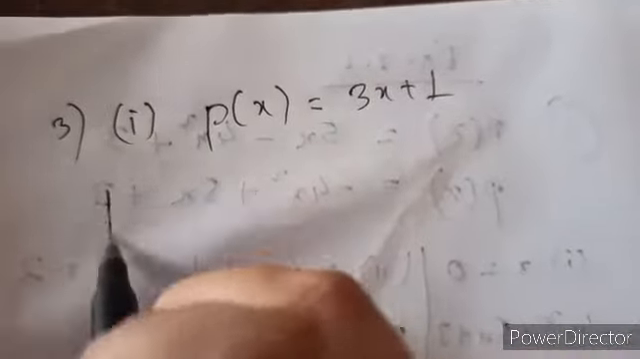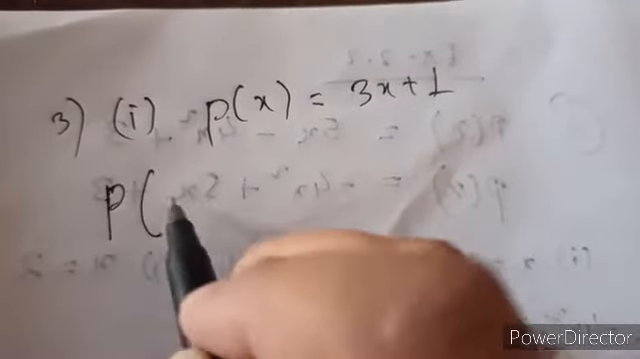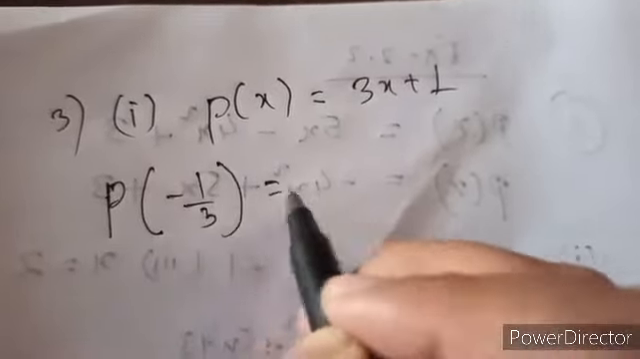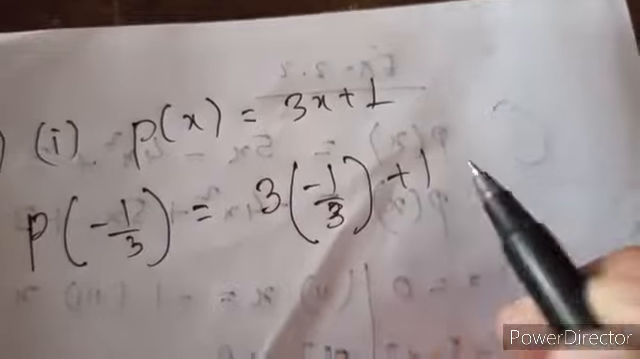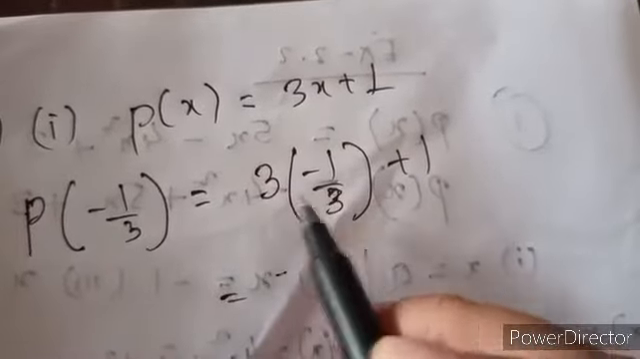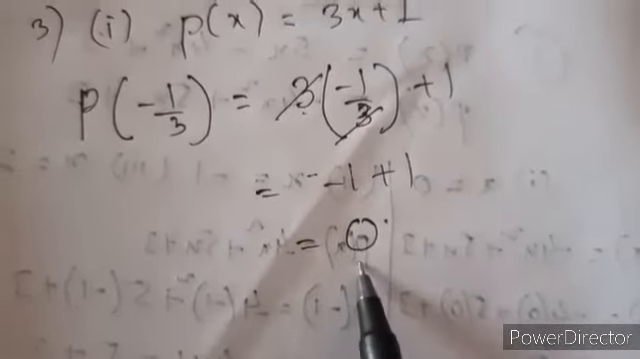So p of x is given here as 3x plus 1, where the x value is given as minus 1 by 3. If I substitute the value of x as minus 1 by 3 and solve, this 3 and this 3 get cancelled, so minus 1 plus 1. So our answer is coming to be what? 0.